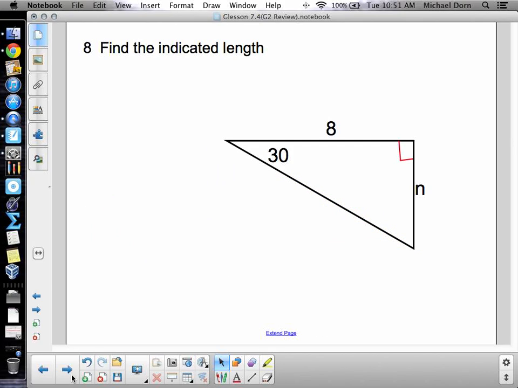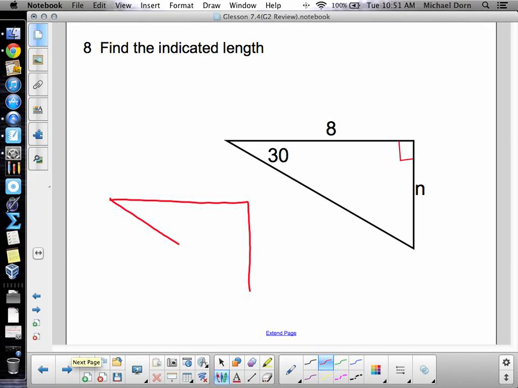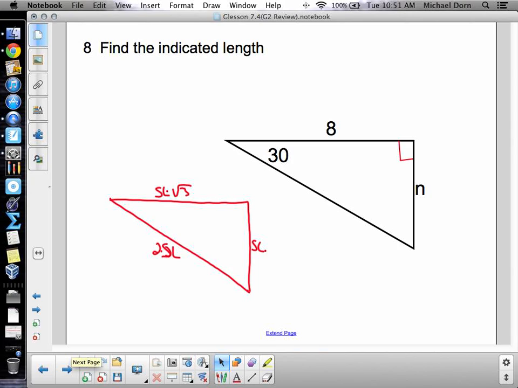Let's try this one. Oh dear. I'll give you a hint by putting the reference triangle down next to it. This is short leg. Short leg times square root of 3. 2 times the short leg. Try to find the short leg here.